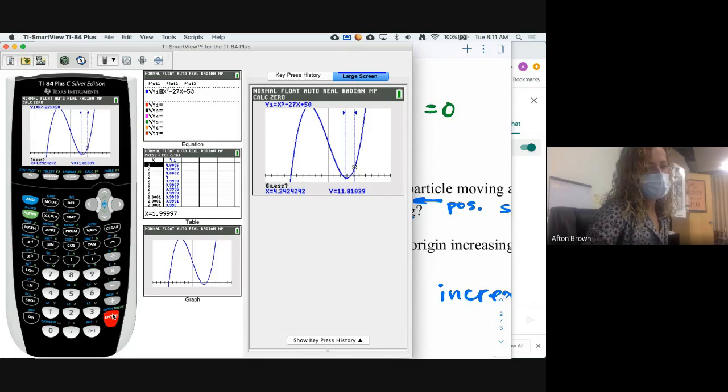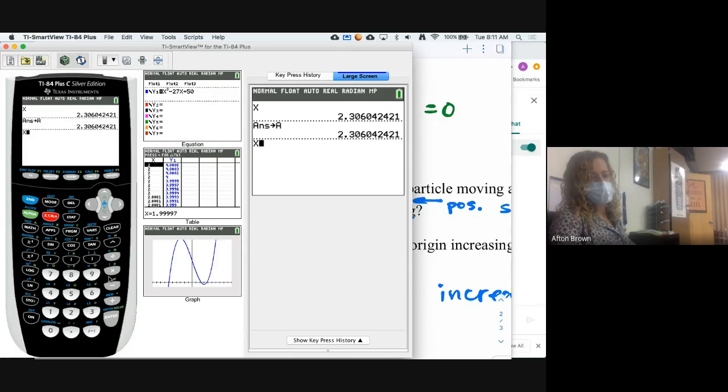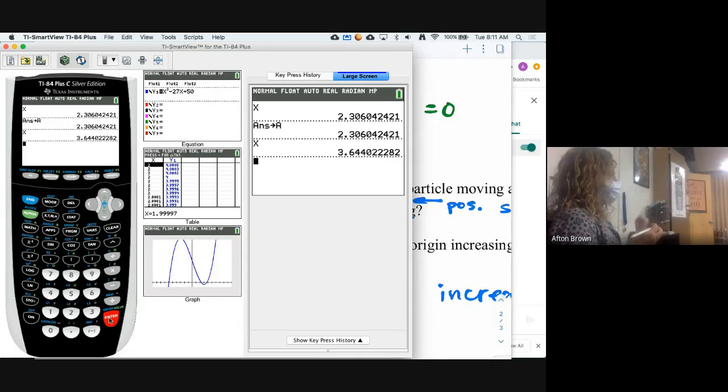It doesn't really matter as long as the arrows are pointing towards each other. So that guess, or that 0, is approximately 3.644. Then I hit second quit. I always like to double check that X is still there. So now when I hit X, do you see how the X value is what I most recently did? So then I do store, oops. Then I do store, and then I'm just gonna choose alpha B.